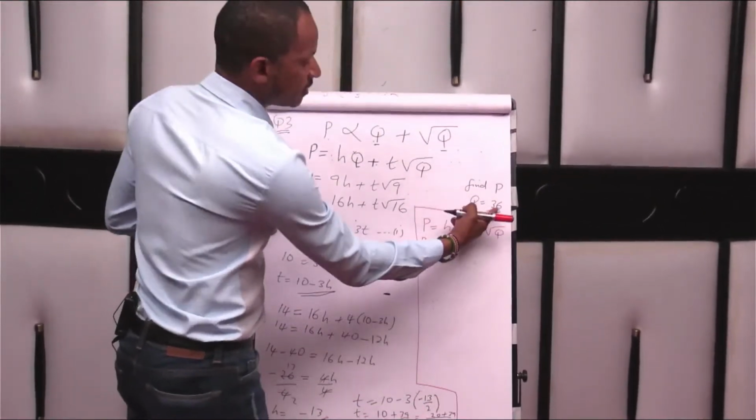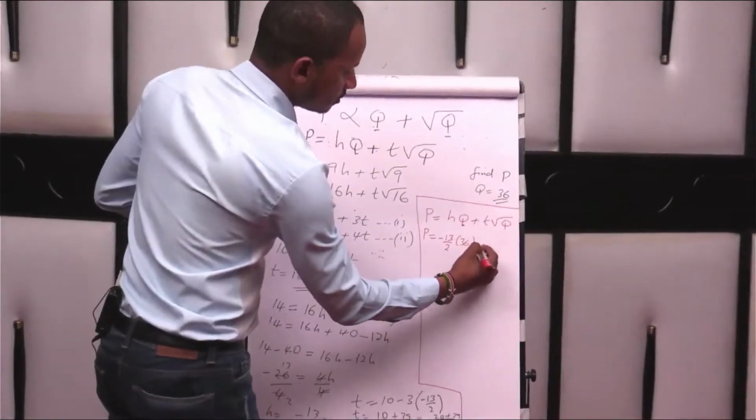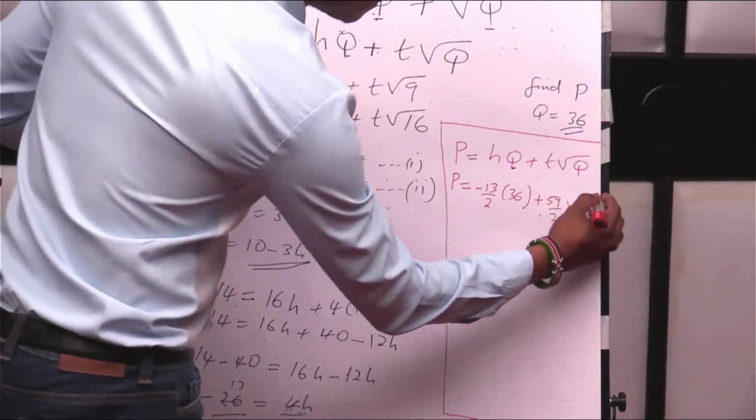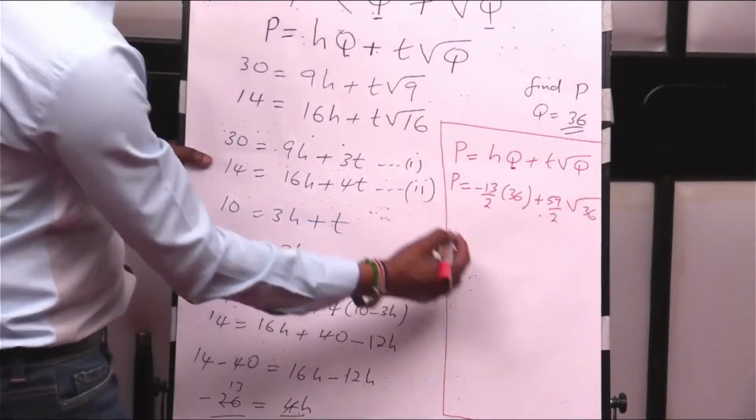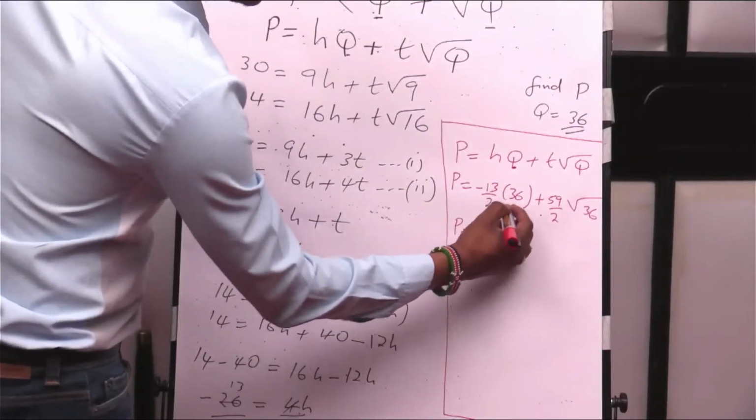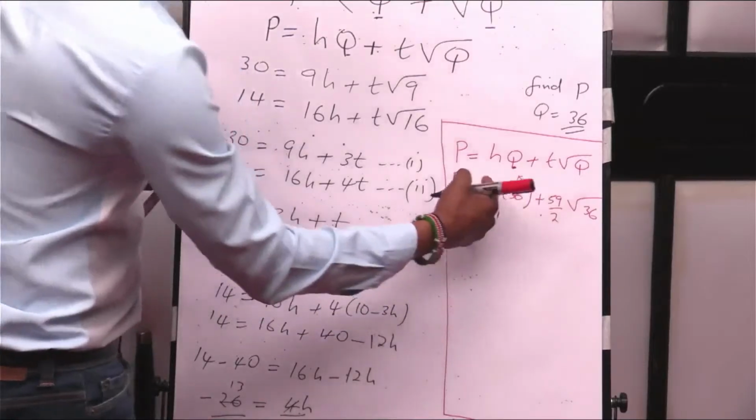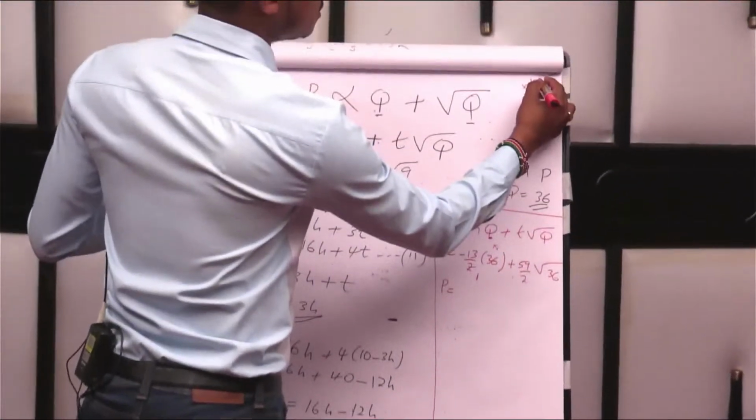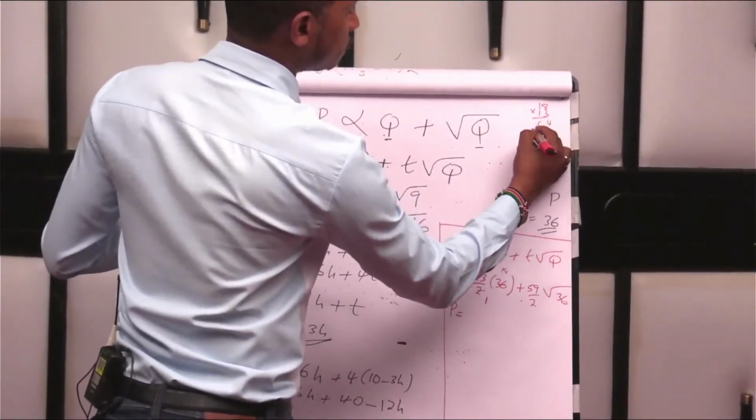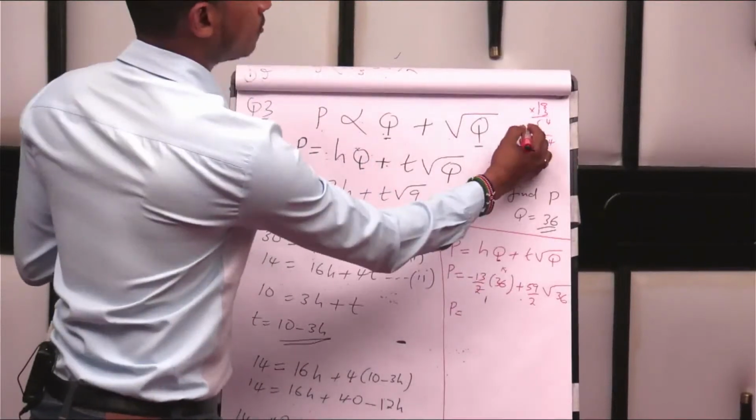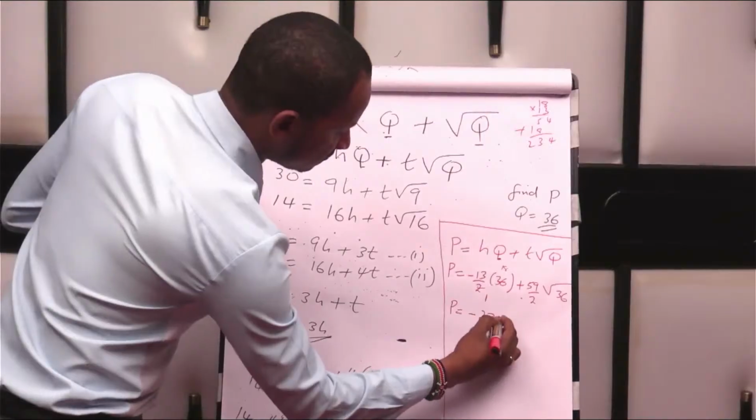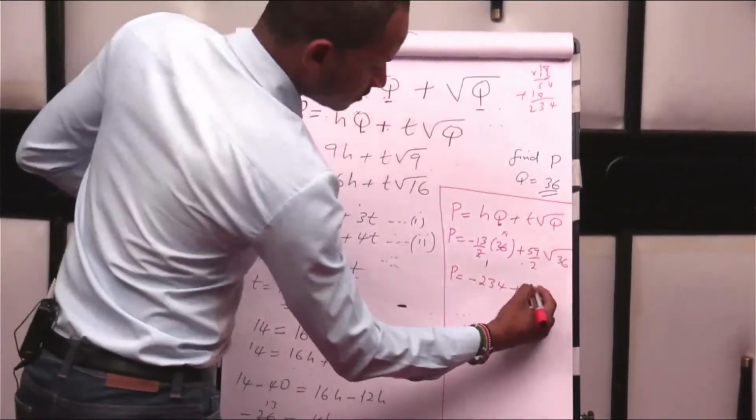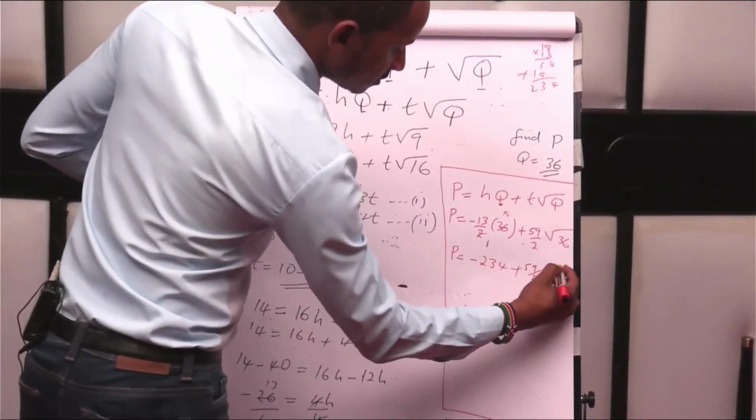times Q. Which Q are we given? 36. Plus T. Our T is 59 over 2 times the square root of Q, 36, because we want to find the value of P. So P equals, 2 here once, 2 here 18 times. So 18 times 13, calculator very fast, gives you 234. Gives you minus 234 plus the square root of 36, which is 6. So that is 59 over 2 times 6.